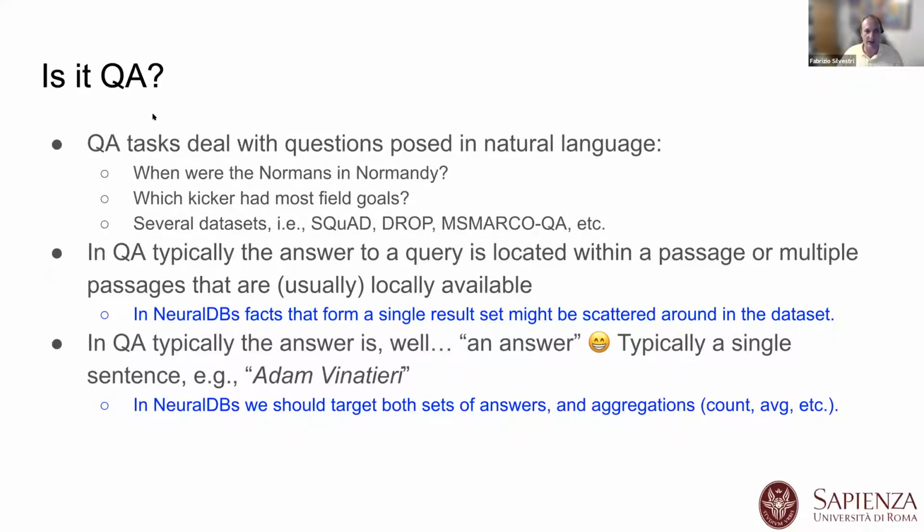We are not doing Q&A, although the problem looks similar. The main difference, if you will, is that typically in Q&A, you look for an answer that is contained in a sentence in a document. Even if it's the result of the combination of a couple of sentences, they're usually local. Here instead, we are interested in finding answers that might be scattered all over the place, and you might need to do a kind of join.